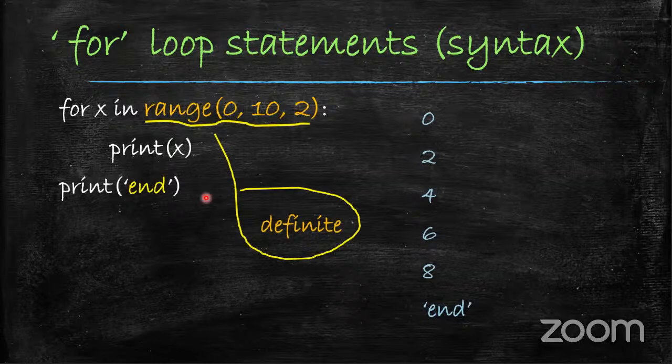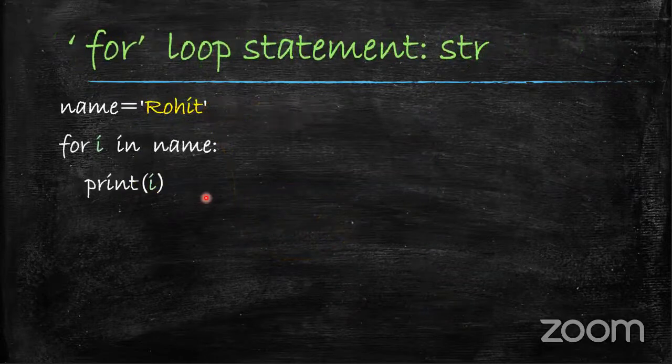Now here, range is definite. Similarly, we can also work with strings, because a string is nothing but a sequence of characters, right? Now look at this string: name is equal to 'Rohit'. It is a sequence of R, O, H, I, T. So when I write for i in name, and the block is print i, what will happen?